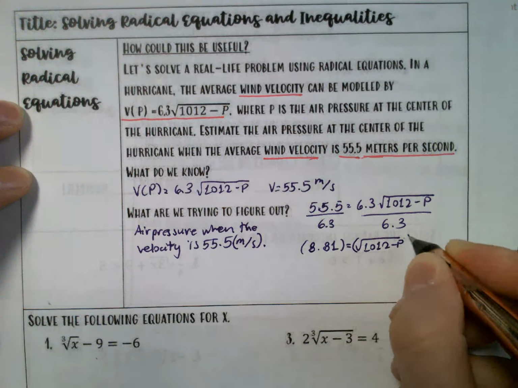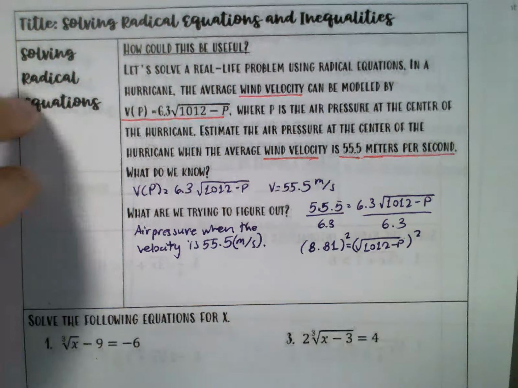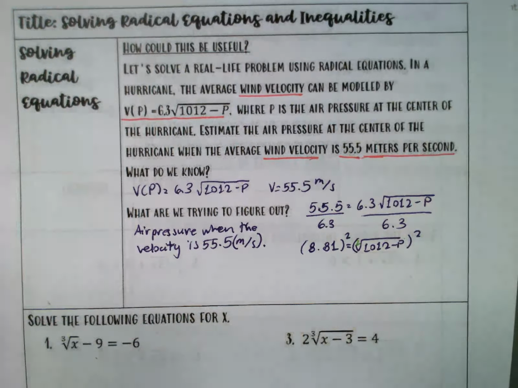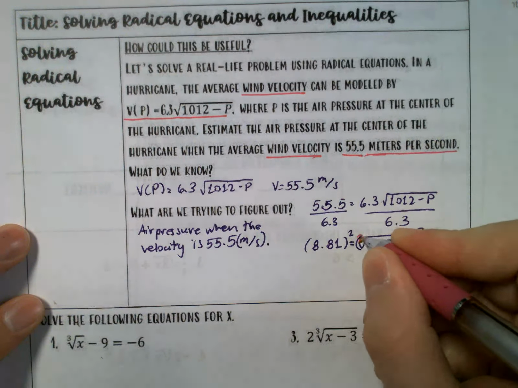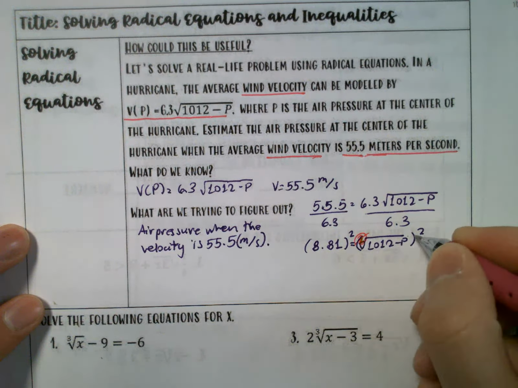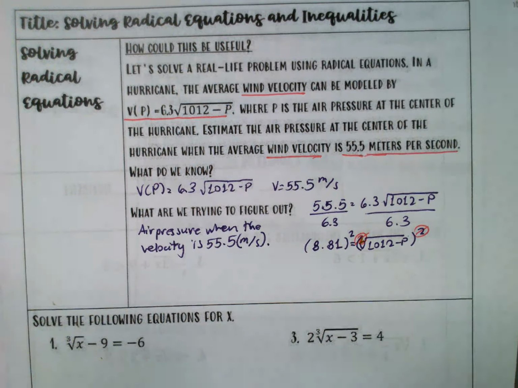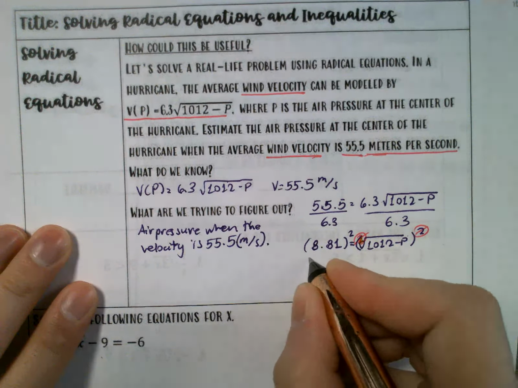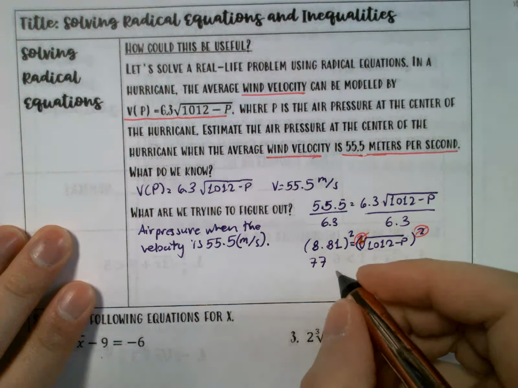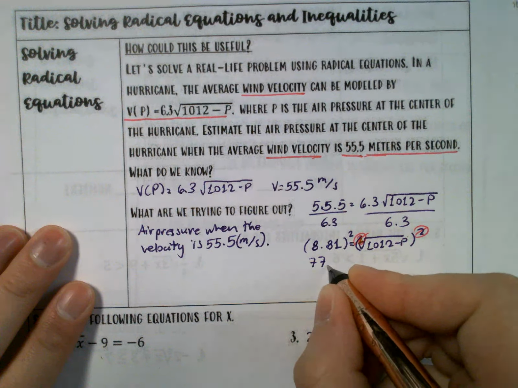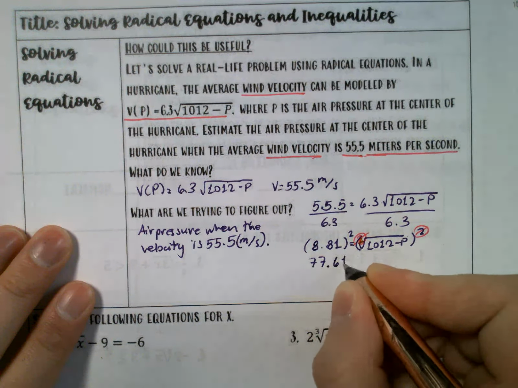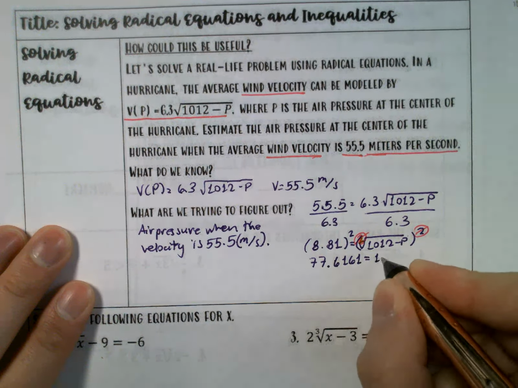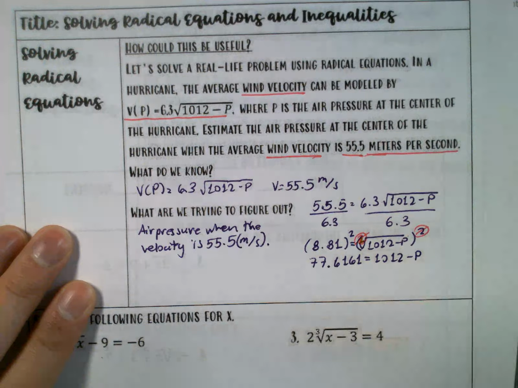Now this is where we get back to what we were talking about yesterday. We're going to square both sides. Why? There is an invisible 2 out here that is going to cancel with this one. This leaves me with the square of 8.81, which is 77.6161, equals 1012 minus P. It's going to get a little tight down there, sorry, I meant to write smaller.